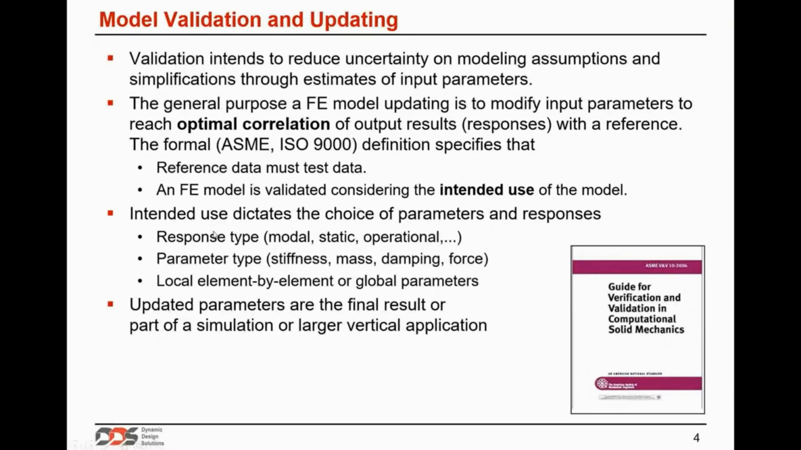And so the intended use will dictate the choice of parameters and responses. Responses can be modal, static, operational, strain, and so on. Parameters can be related to stiffness, mass, damping, force, again depending on the application. Also, the parameters can be local parameters for some area of the structure or for a joint, for example joint stiffness, but can also be global parameters like material properties that apply to the entire structure.